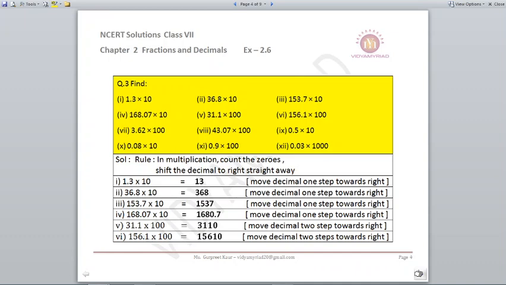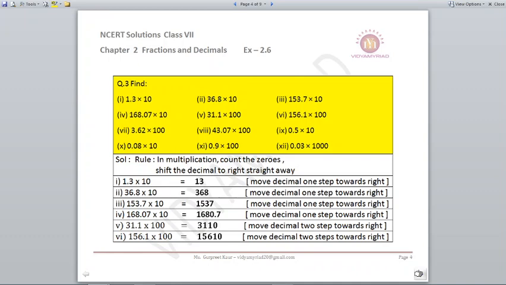36.8 multiplied by 10. So one step right. So that is 368.0. No need to write the 0 towards the right. So the answer will be 368. 153.7 multiplied by 10. How many zeros? 1. So how many steps? 1. What is the answer? 1537.